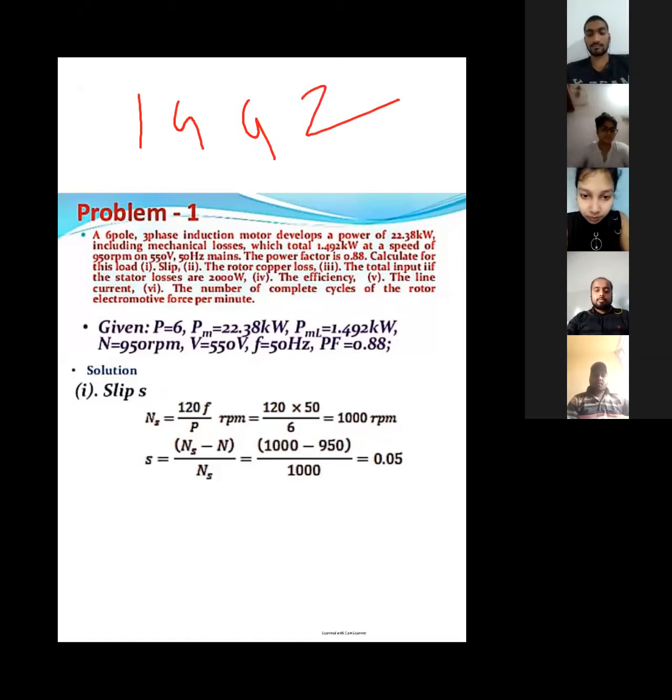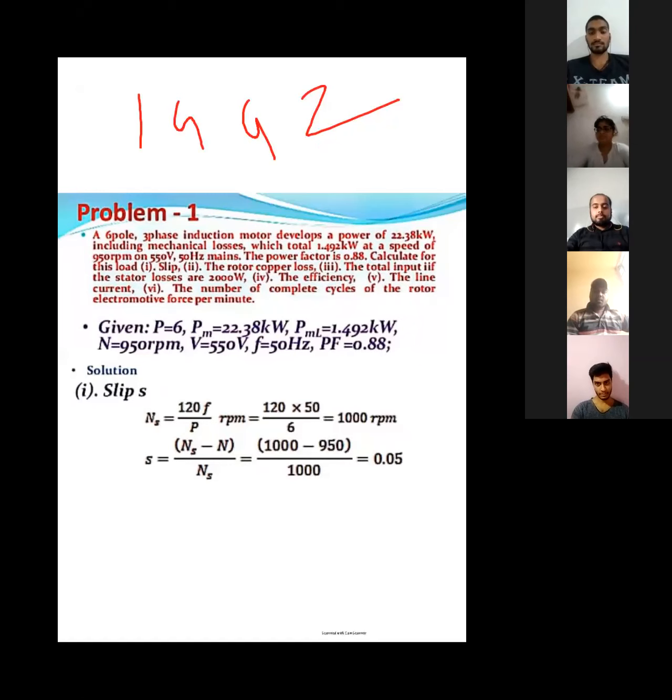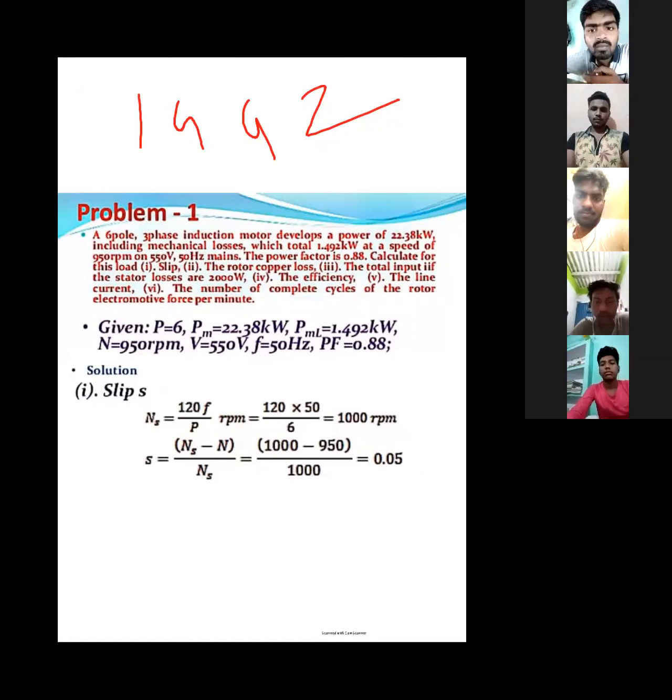The speed is 950 rpm. So the speed of the rotor is also given here. The speed of the rotor is 950 rpm, that is the actual speed of the motor. However, the synchronous speed may vary. So you have to calculate first the slip.